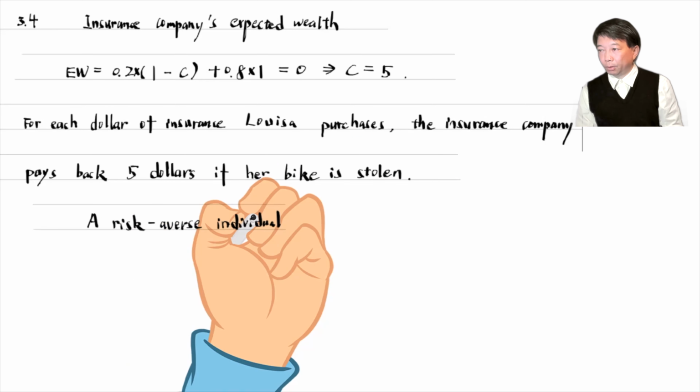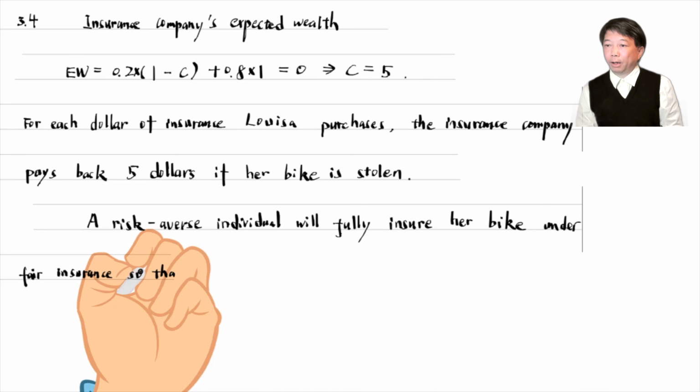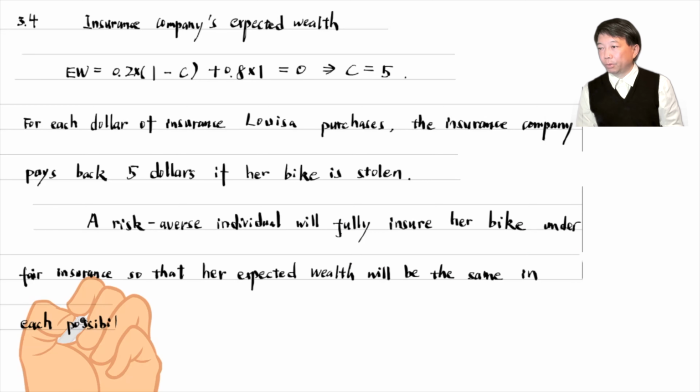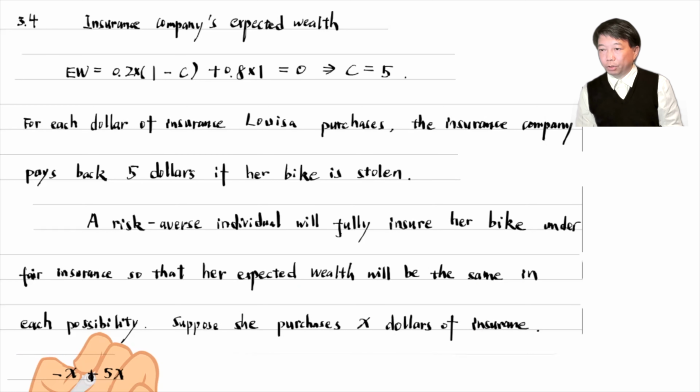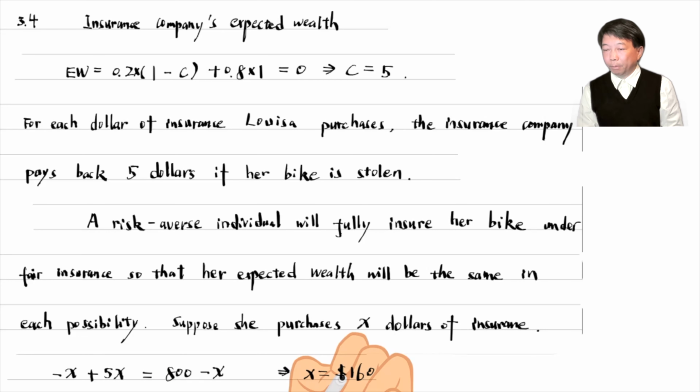A risk-averse person will fully insure her bike under fair insurance so that her expected values will be the same in each possibility. Suppose she purchases X dollars of insurance. The left-hand side of the equation is her expected value if the bike is stolen. She purchases X but receives 5 times X. The right-hand side is her expected value if the bike is not stolen. She is equally well off in each possibility. So, she will purchase $160 insurance for her bike.